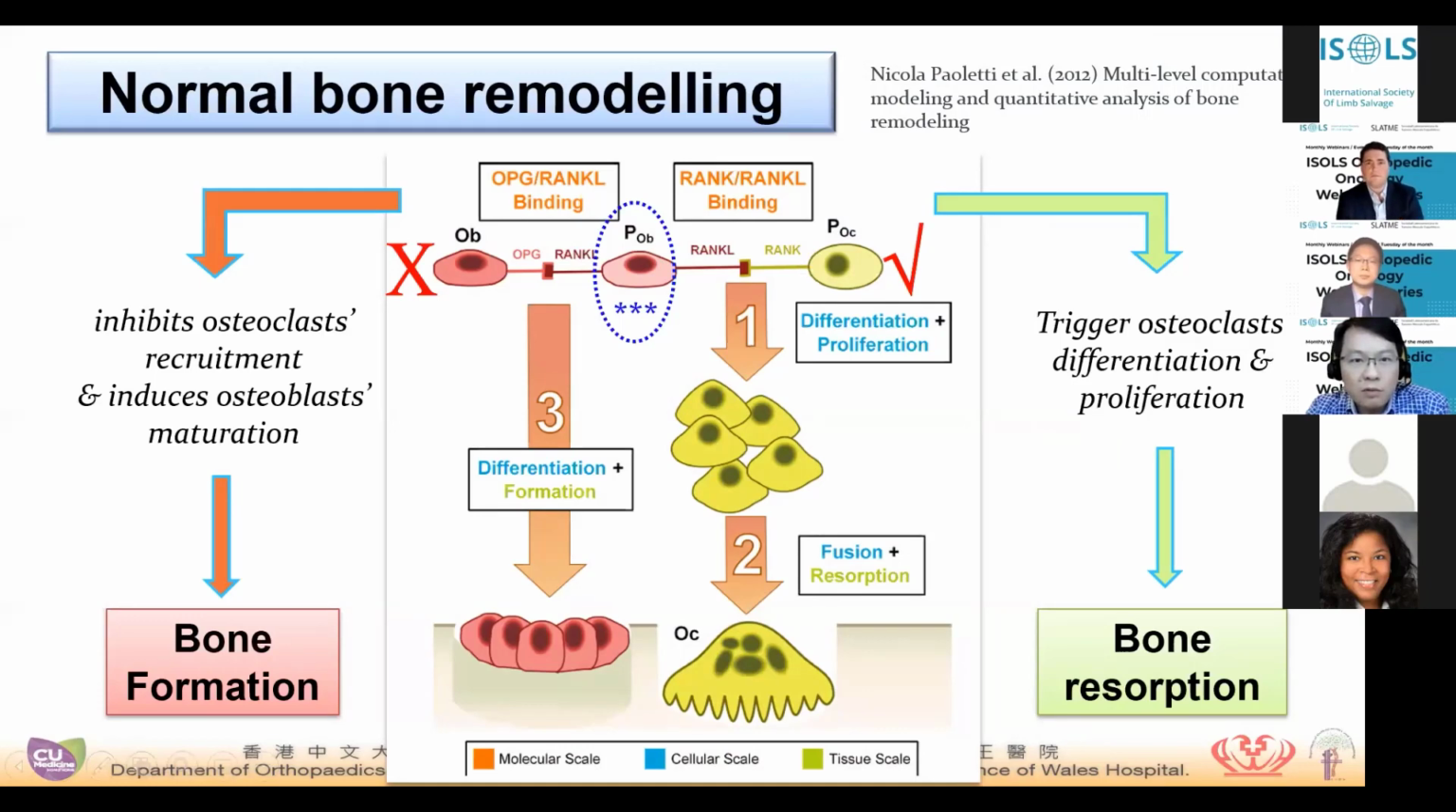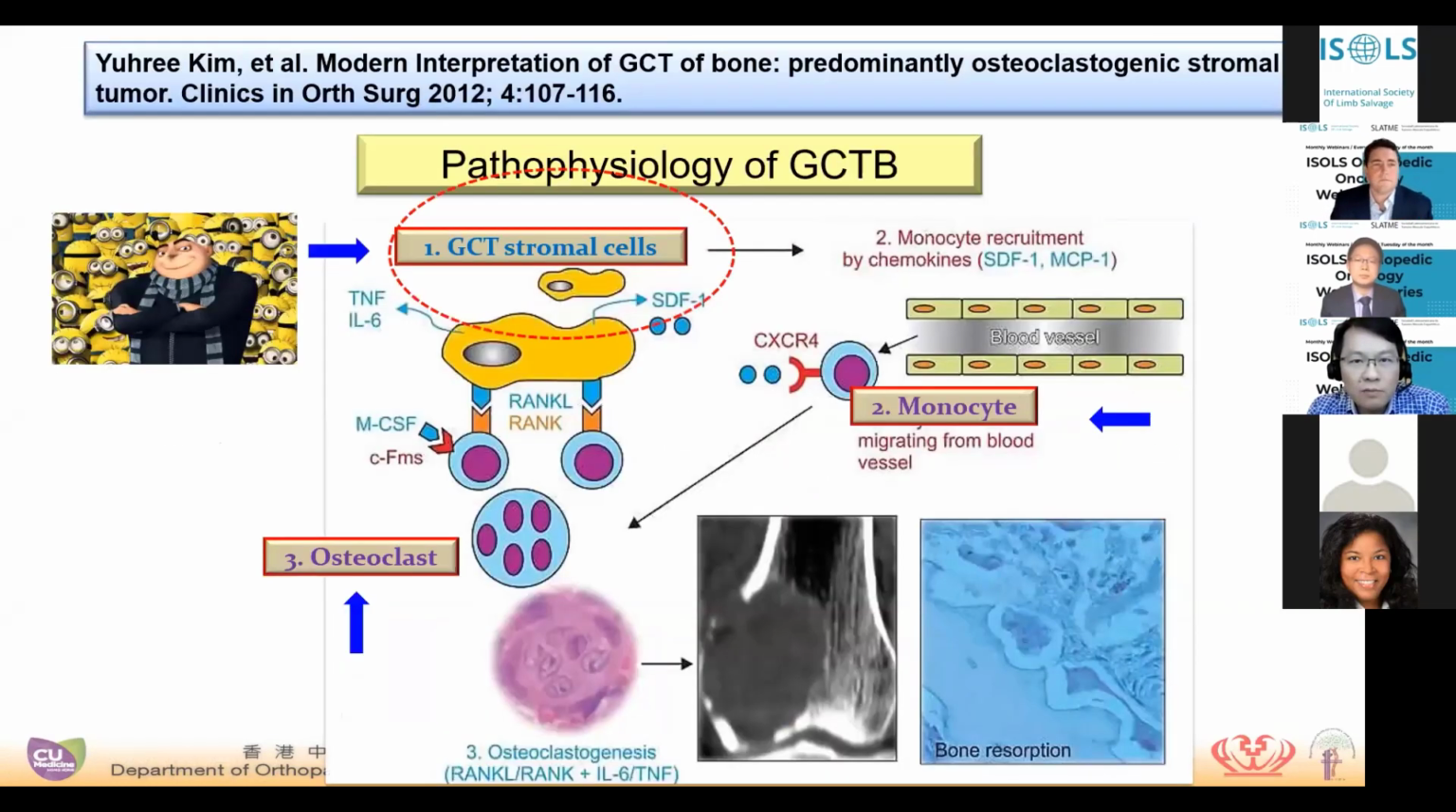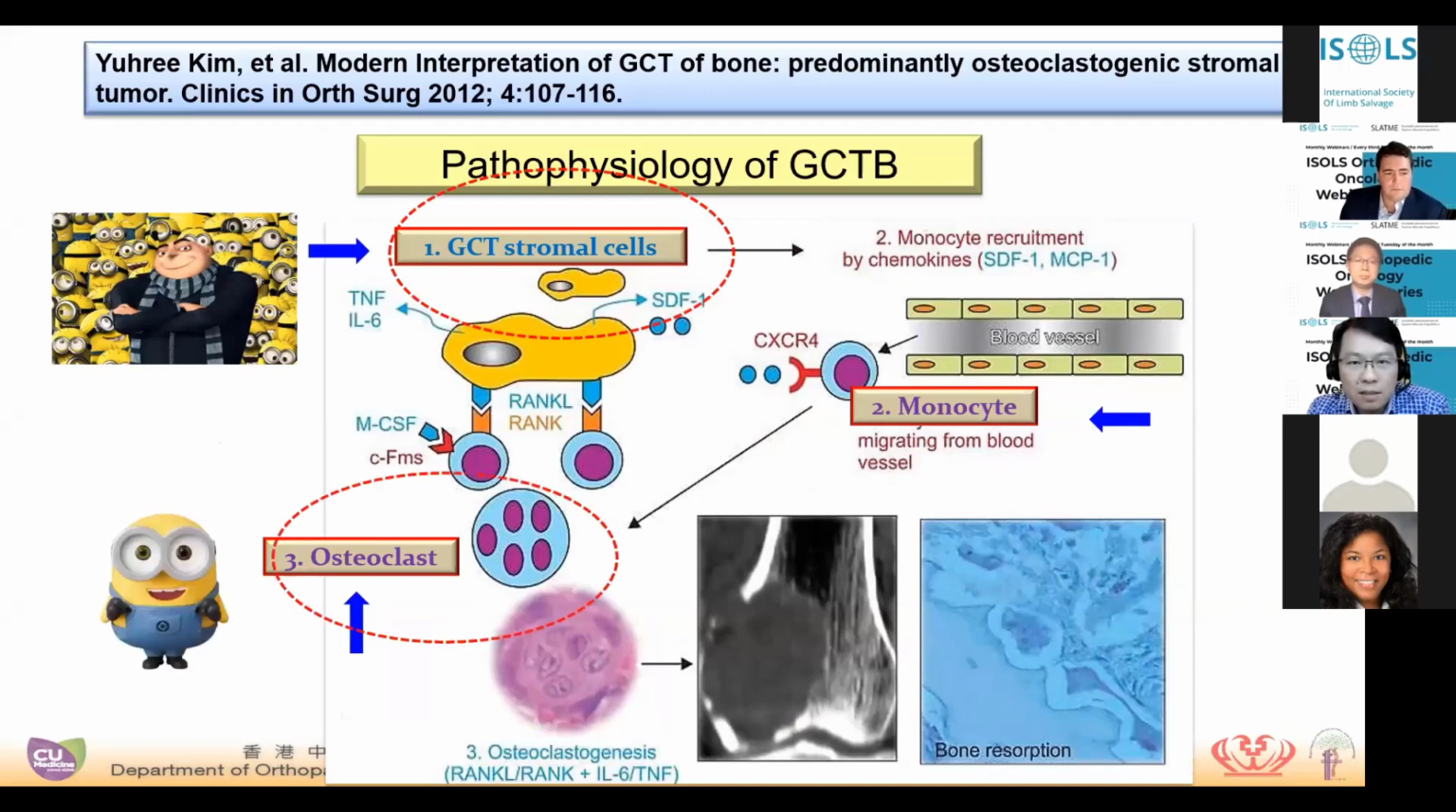As a result, the stromal cell is overactivated. It's the neoplastic component that attracts the monocytes from the bloodstream to the tumor site, causing formation of multinucleated giant cells. And these multinucleated giant cells implement all the lytic destruction at the tumor site.